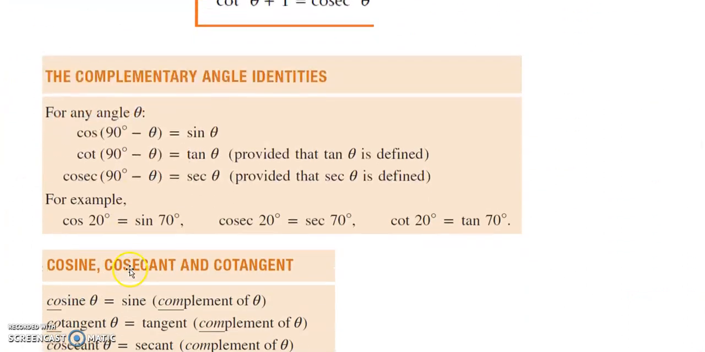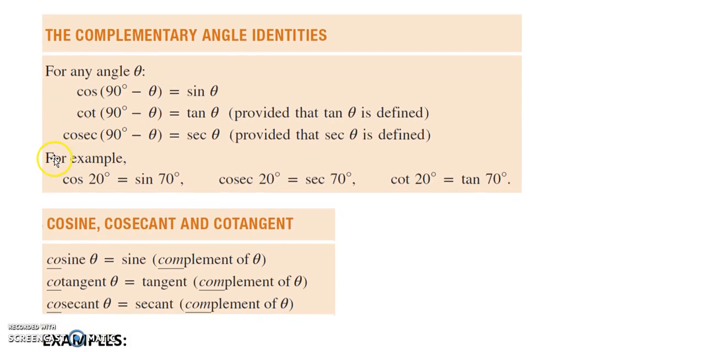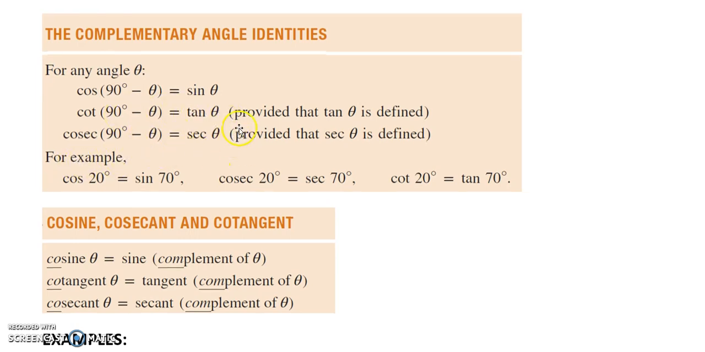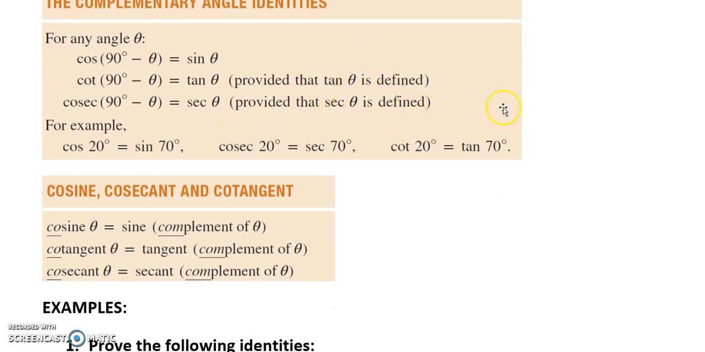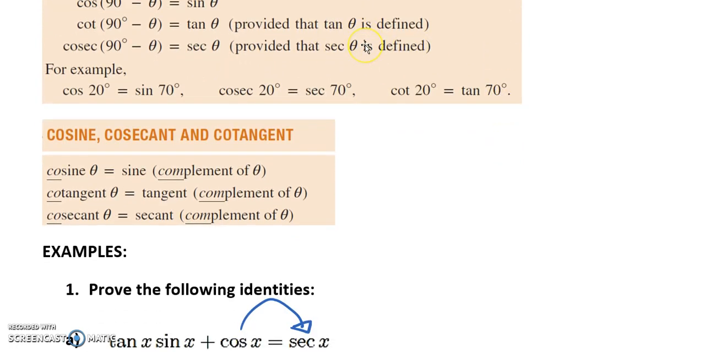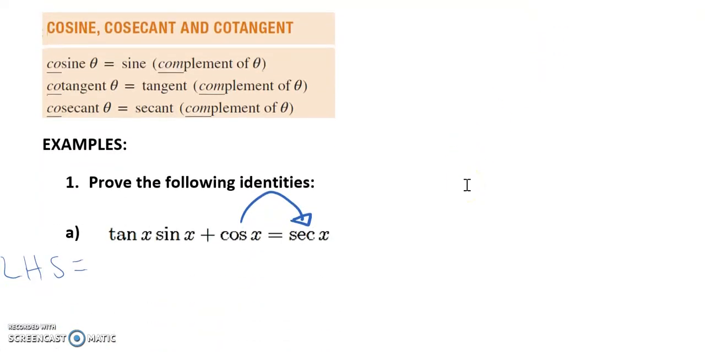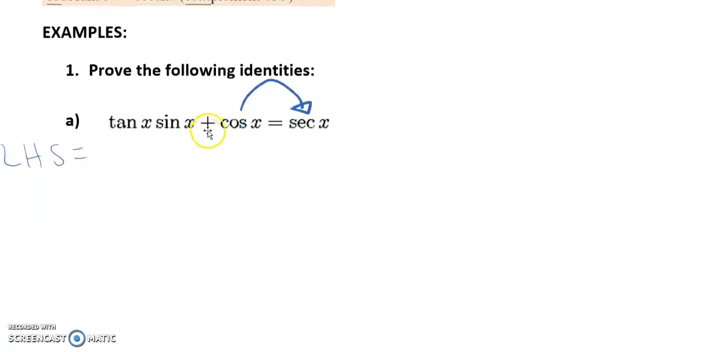The complementary angles: cos 90 minus theta is sine theta, cot is tan theta, and cosec 90 minus theta is sec theta, but this is only when those values are defined, because in these two graphs you actually have quite a lot of asymptotes. Okay, so for example, cos 20 is the same as sine 70 to make 90, it's its complement, as are the other two. Remember what cosine, cosecant, and cotangent mean? They literally mean the complement of those things.